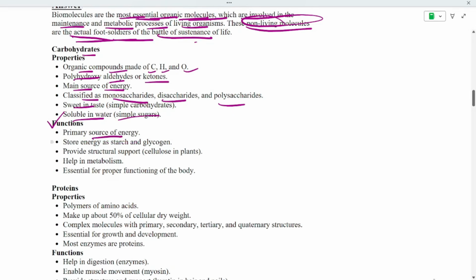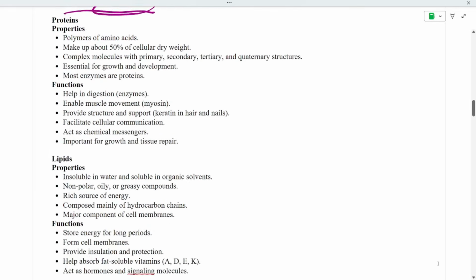Next, it stores energy, such as starch and glycogen. And next, it provides structural support, helps in metabolic activity, and also helps in the proper functioning of the body. Okay. Next, if you come to proteins, proteins are polymers of amino acids.